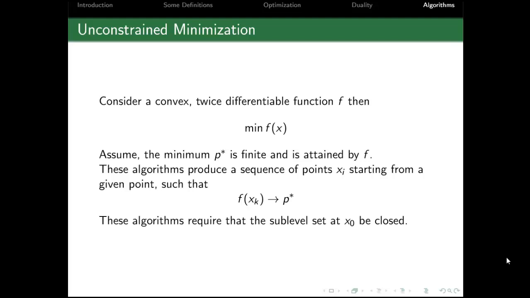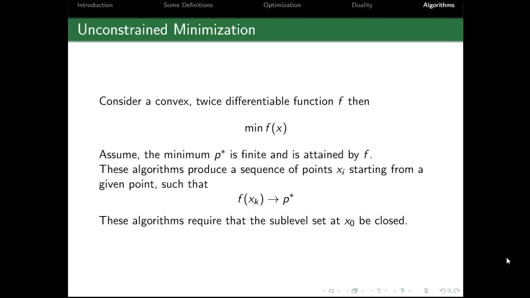First, let us look at a proper mathematical definition of unconstrained minimization. Consider a convex function which is twice differentiable, and we want to find the minimum of this function. Assume p star is the minimum, and it is finite and attained by f. We want algorithms which start from some point and give a series of x_k such that the value of f of x_k tends to this optimal minimum p star.